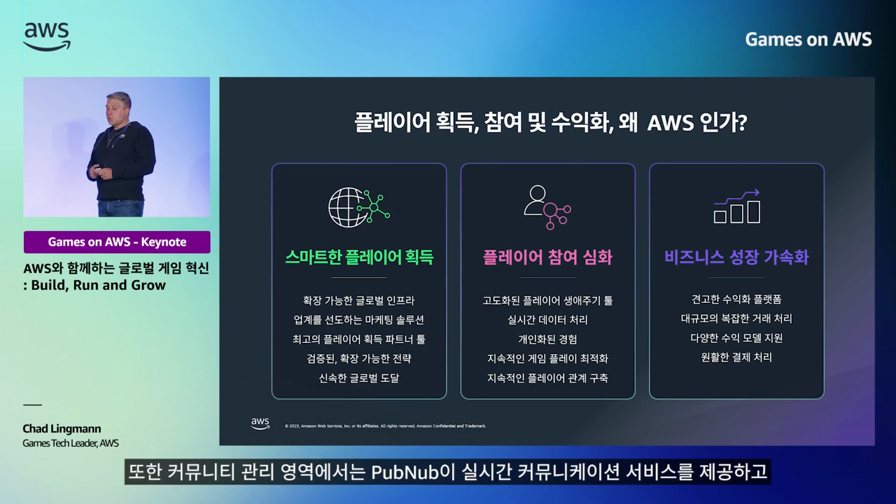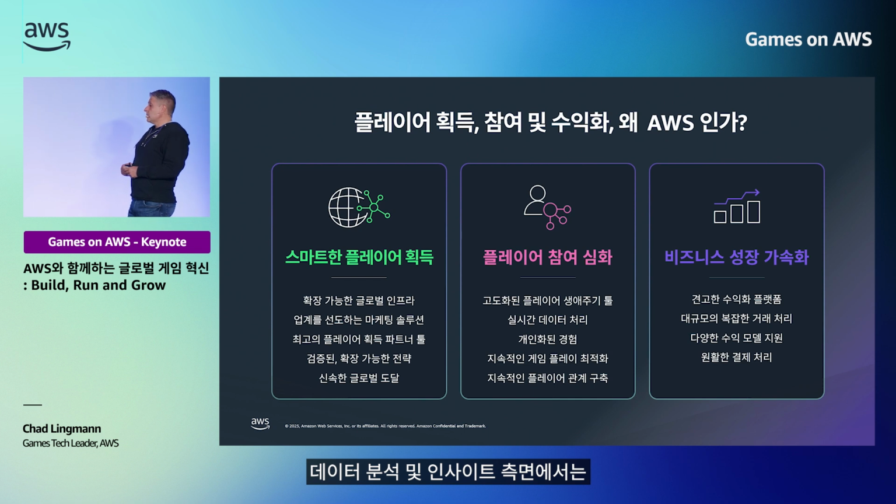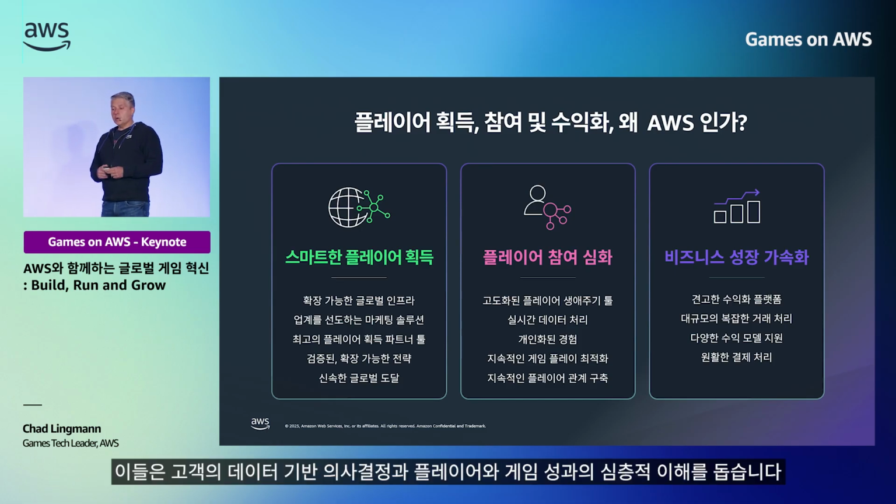In the community management space, we have PubNub delivering real-time communication services, and ToxMod ensuring safe player environments through AI-powered moderation. So for comprehensive analytics and data solutions, we've also partnered with industry leaders like Game Analytics, Snowflake, and CleverTap. These partners help you make data-driven decisions about your players and your game's performance.